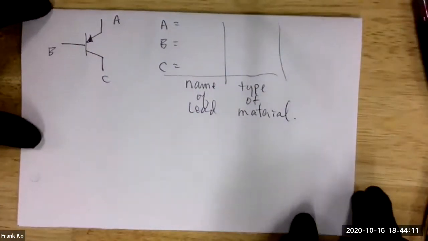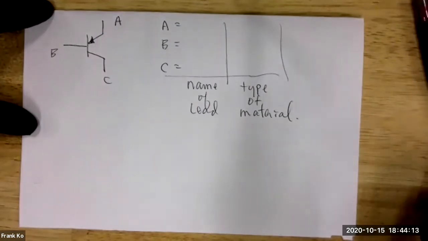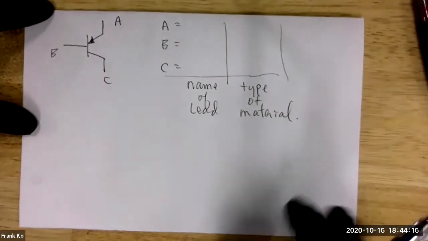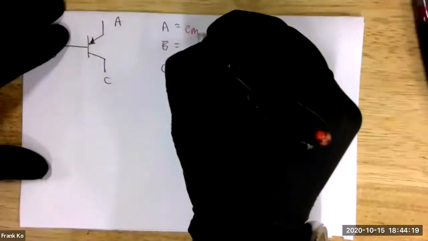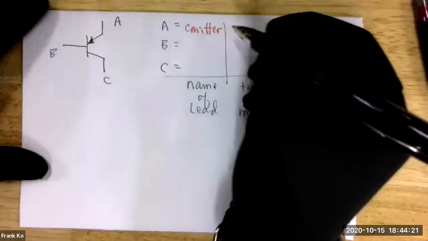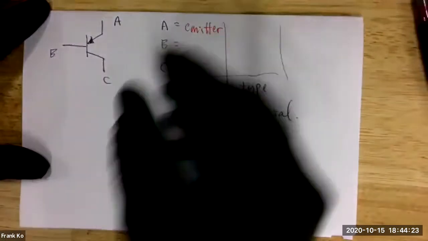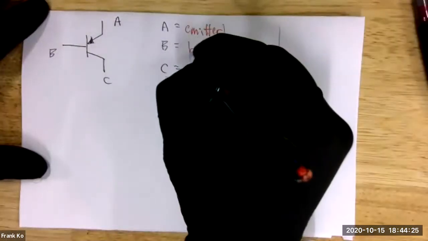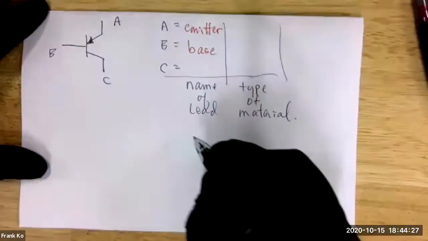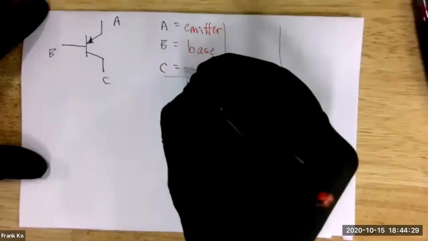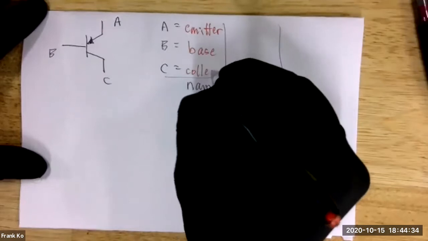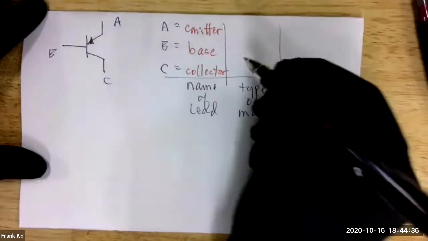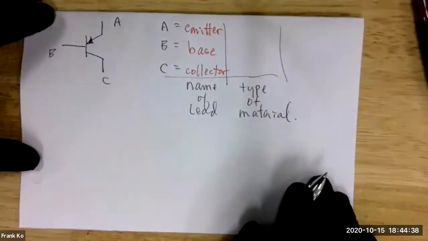Christian, what do you think? A would be? A is the emitter? Carlos? Okay, all right, we agree, emitter. And what is B? B is base, Carlos? Base. C is? Collector. Okay, I didn't mean for B to match with B. I should have labeled them 1, 2, 3. Okay, all right. How about the type of material?